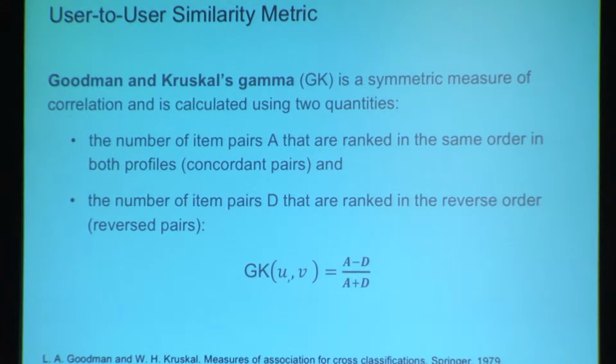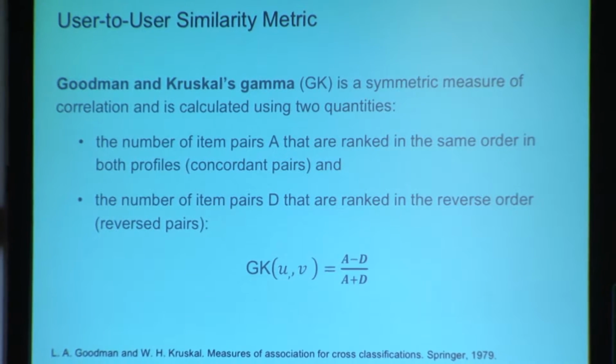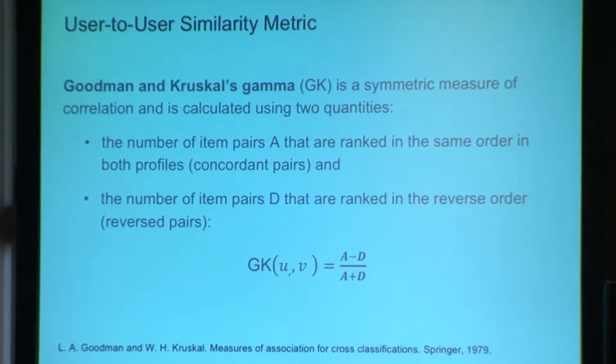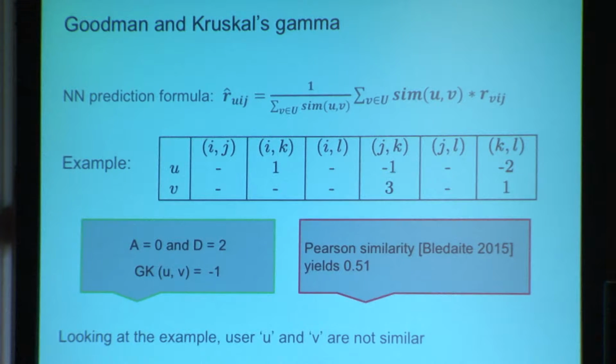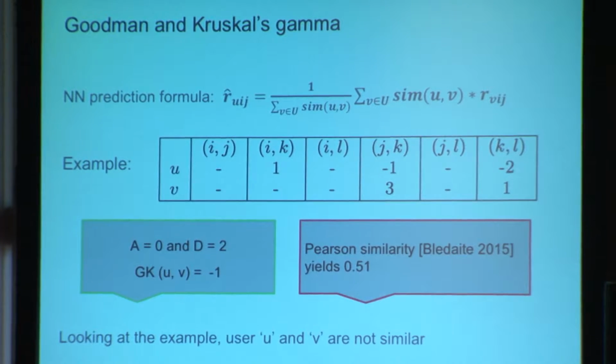In the second contribution, we propose 2 user-user similarities. The first one is GK, taken from the literature. GK is calculated based on 2 quantities: the number of pairs which are in the same order, and the number of pairs which are in the reverse order. So you just observe the user profile and calculate how many agreements and disagreements happen, and you put them in this formula to find the similarity. And once you have the similarity, you have a neighbor pairwise preference, and you predict the pairwise preference for the user. Let's quickly see an example here.